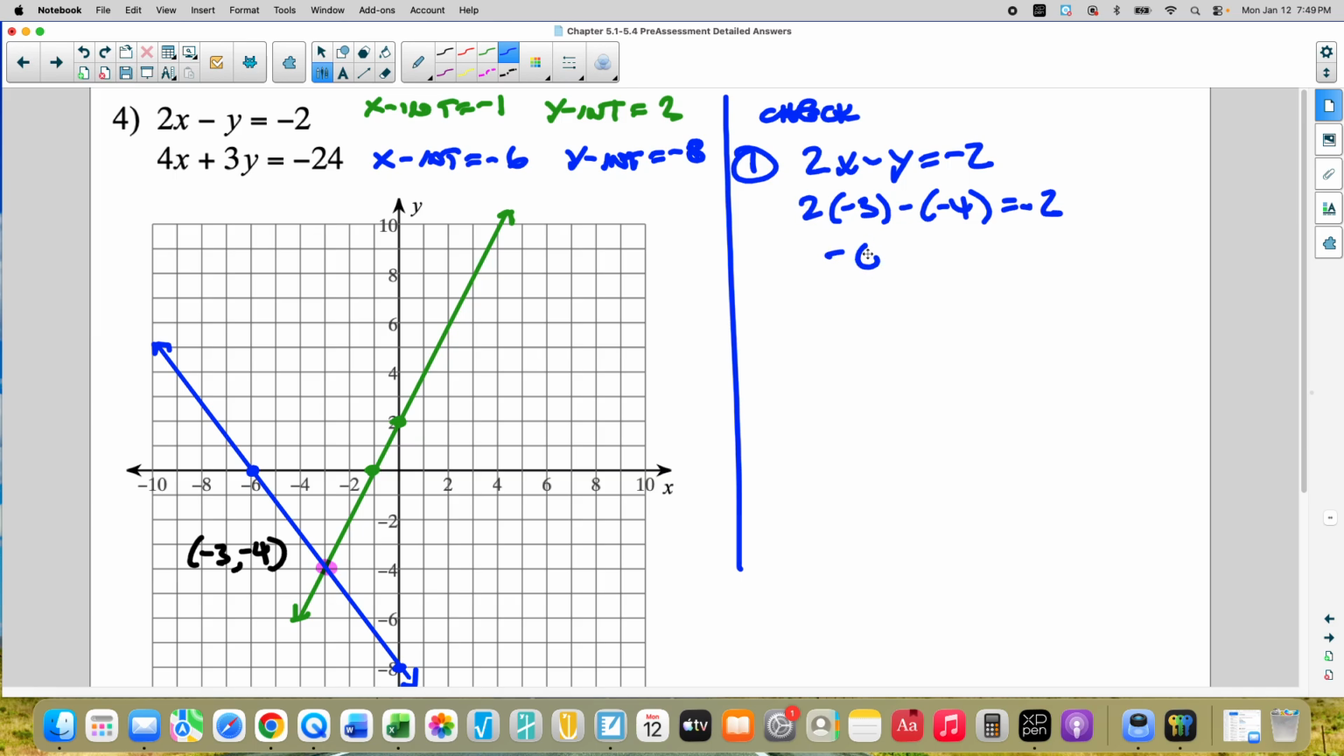2 times -3 is -6. The opposite of -4 is +4. -6 plus 4 is -2. So that checks out. Let's do the second equation.